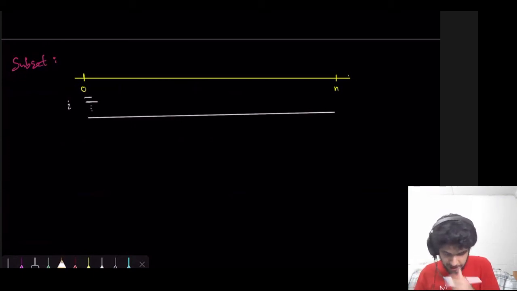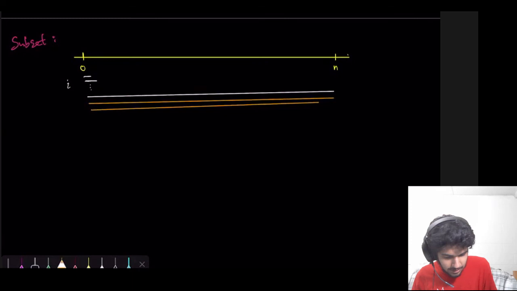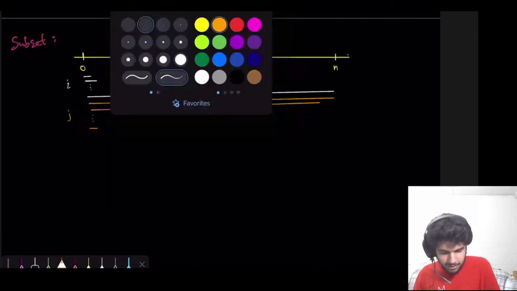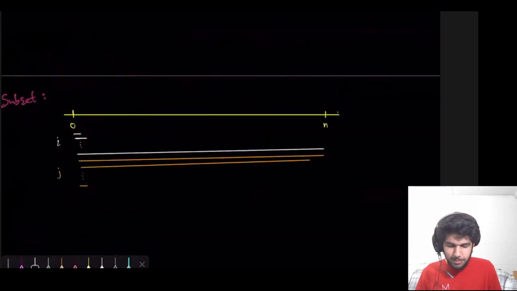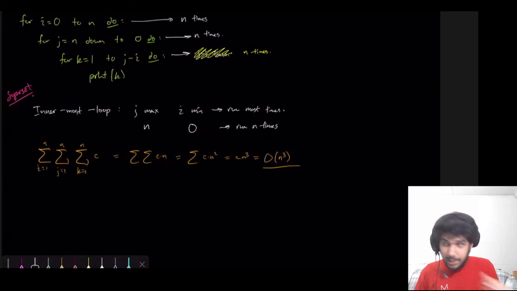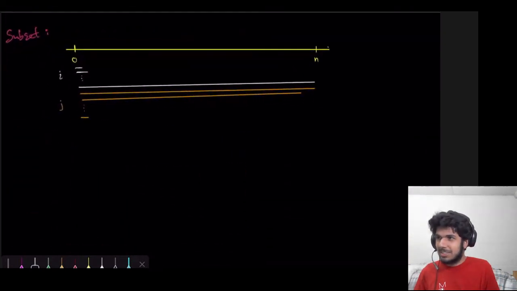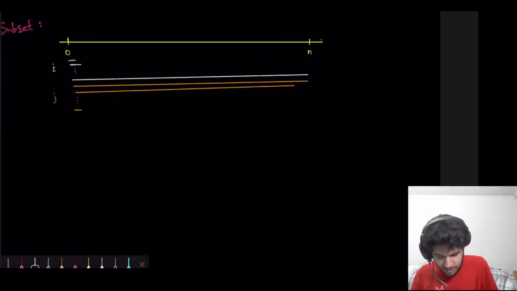Let's use a different color for j. J starts at n, so it's all the way up here, and then on the next one it's a little bit less, until it gets down to 1. And then we have k. So k goes from 1 to j minus I. It's kind of hard to quantify this or draw it out, but I'll do my best to explain what we're doing here.